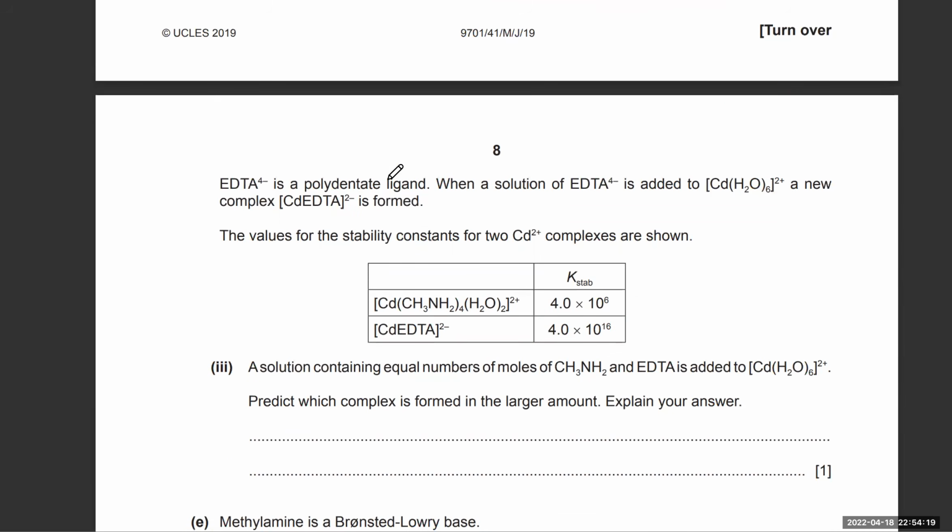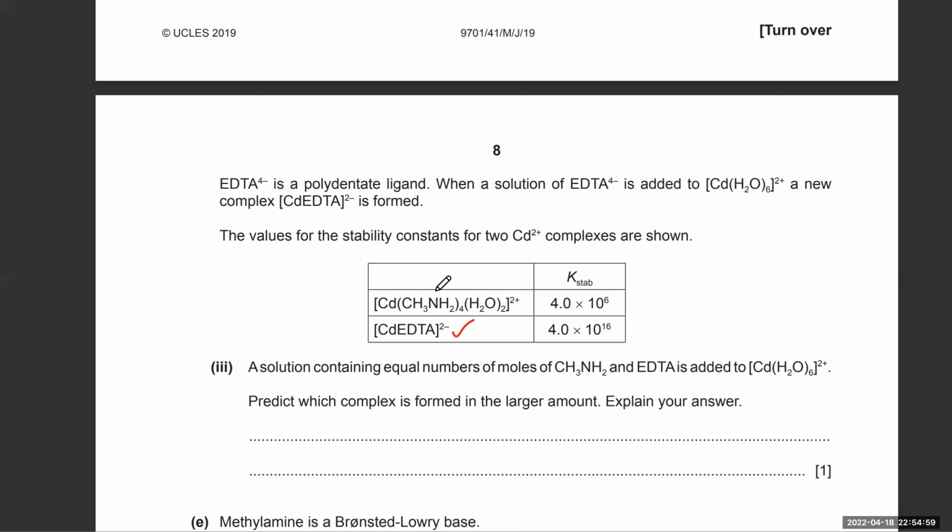As the next one, this is about EDTA. It's a polydentate ligand. When a solution of EDTA is added to this thing, a new complex is formed. The values of the stability constant for two cadmium 2+ complexes are shown. Fine. So you're given these values. What does a higher value mean? Will this be formed or will it not be formed? Stable, yes. This will be formed. EDTA. So that means it's got a lot of products forming, a lot of ligand exchanges happening. So there's a much bigger chance of this one getting formed. It's more stable. This one, less of it would be formed.